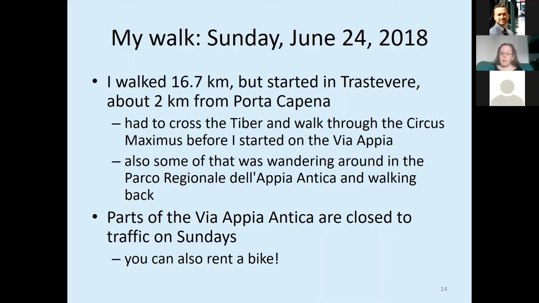There is a park called the Parco Regionale dell'Appia Antica, and it is great. It is a park that is centered on the ancient road and all of the monuments and buildings and tombs and such that are around it. Parts of the Via Appia Antica, the ancient road, are closed to traffic on Sundays. Should you happen to be in Rome with a day to spare, I highly recommend going on a Sunday trip to the Via Appia. You can rent a bike and you can just ride and ride. And as I said, they do close the road to traffic, so it feels really awesome and like you're being an ancient Roman.